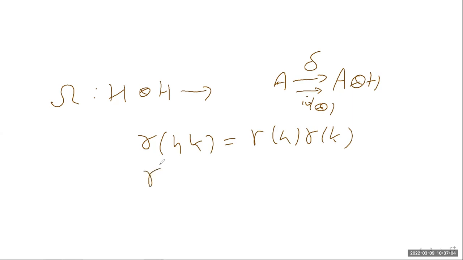Wait, Piotr, wait a second. Suppose H is just a group, functions on the group, right? So gamma is just a map from functions on the group to an algebra. Correct. But what is this map?